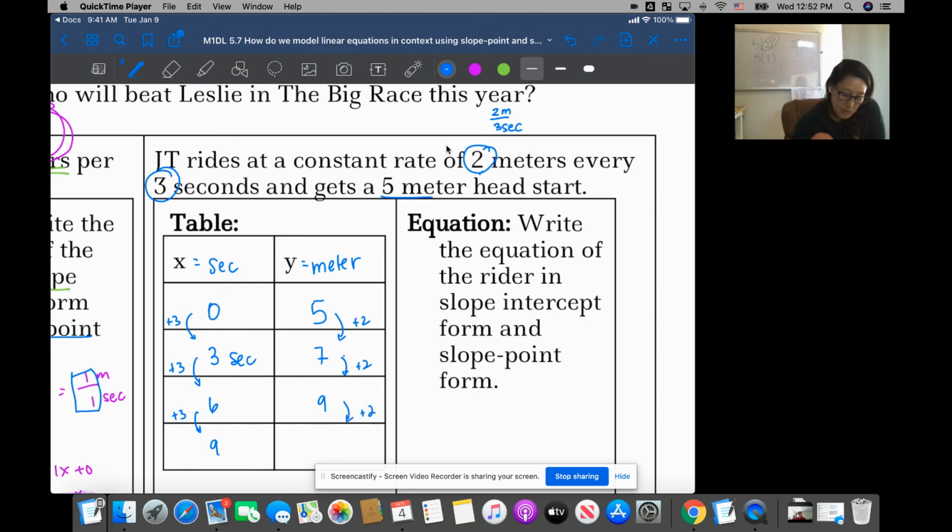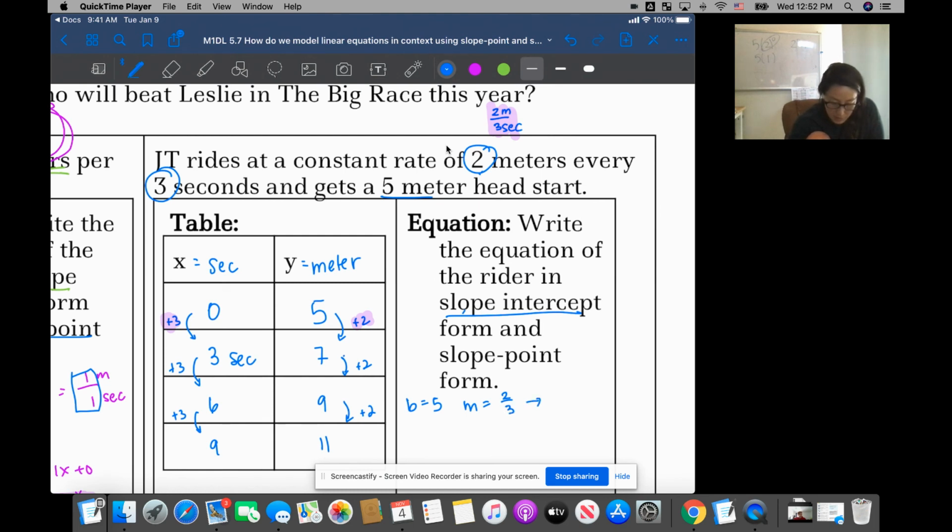And 2 more meters, so he'll be at 11 meters, okay? So we're going to write the equation in slope-intercept form. My b is equal to 5, and the slope is equal to the change in y over the change in x. So the change in y is 2, and the change in x is 3. Or we can see the rate is 2 over 3 seconds. Okay, so 2 over 3.